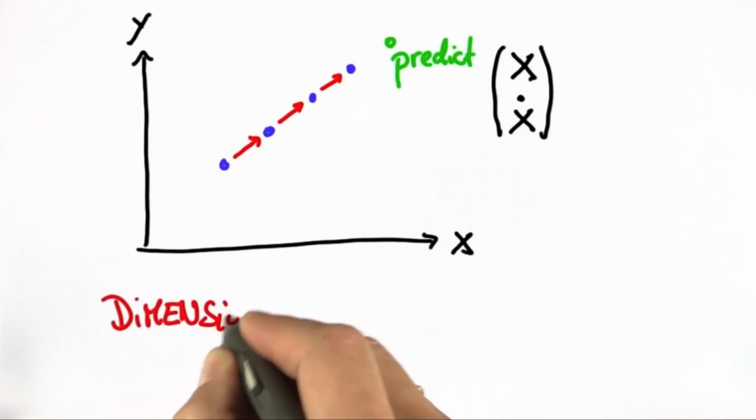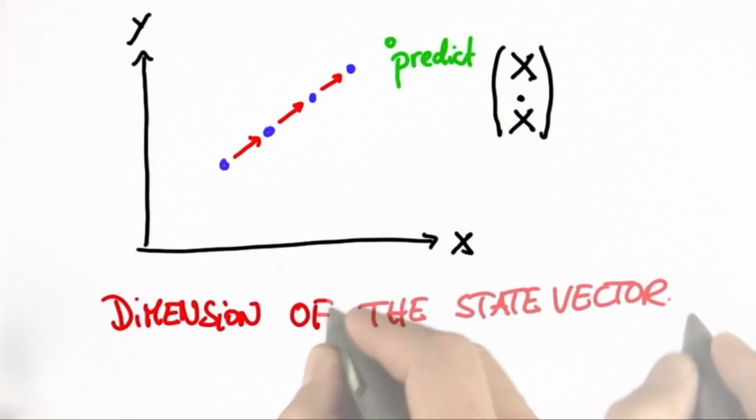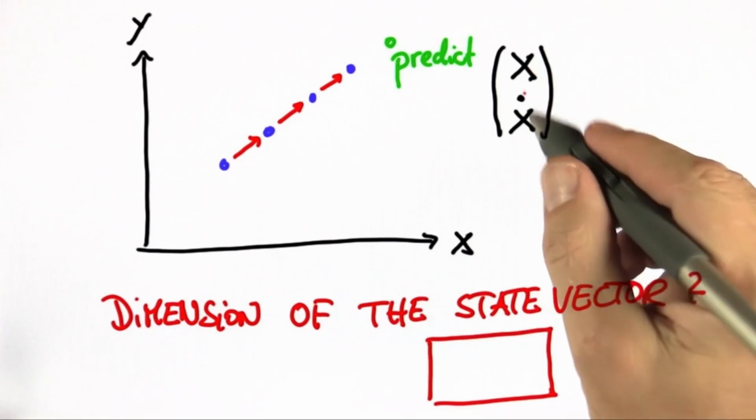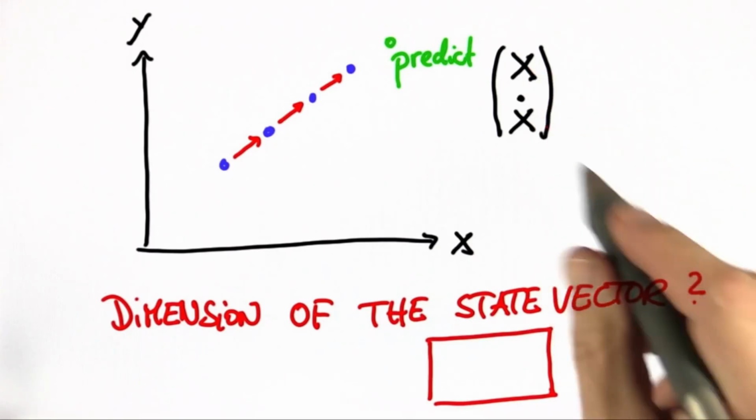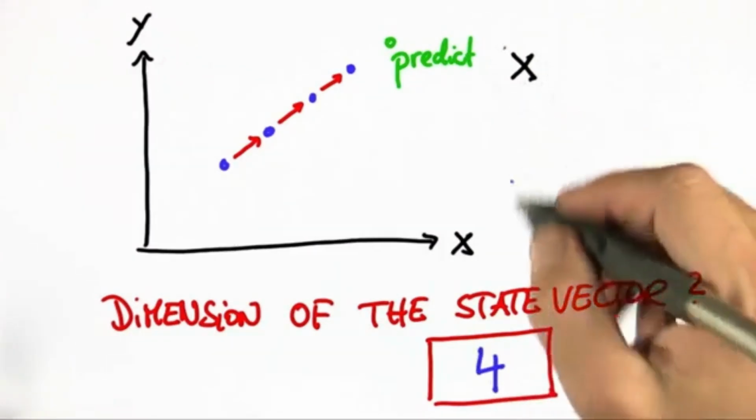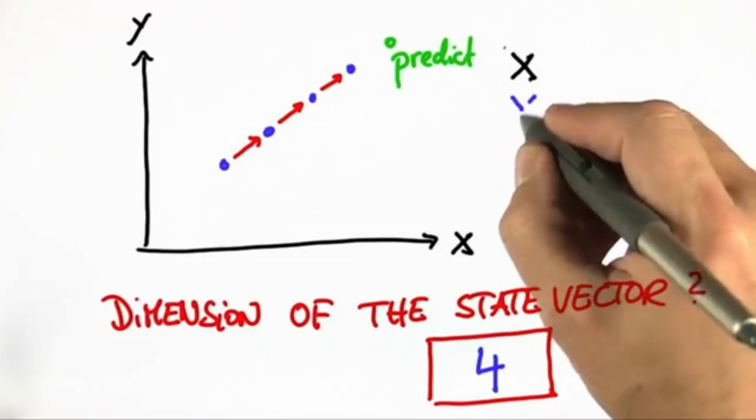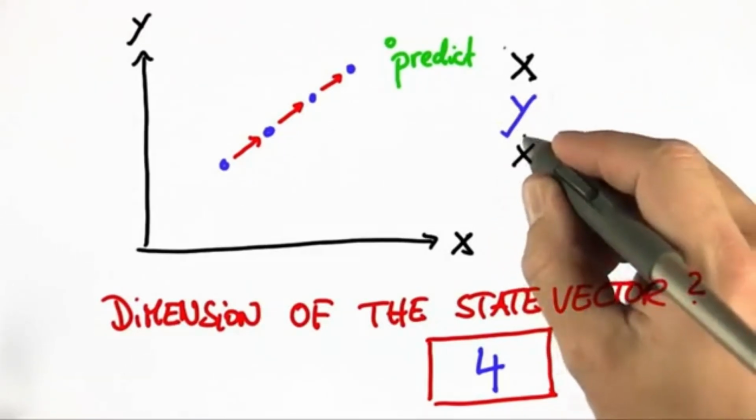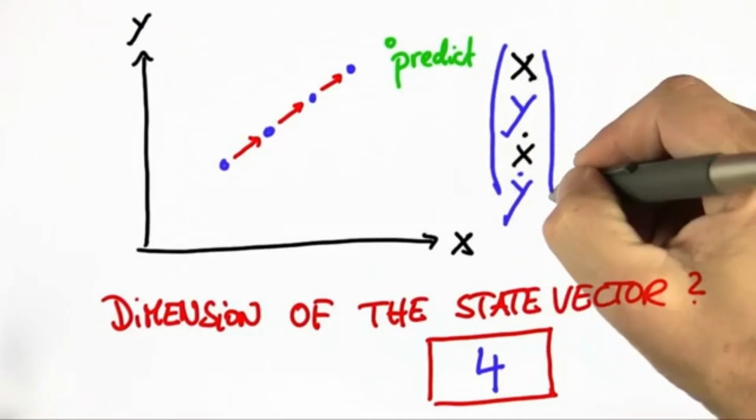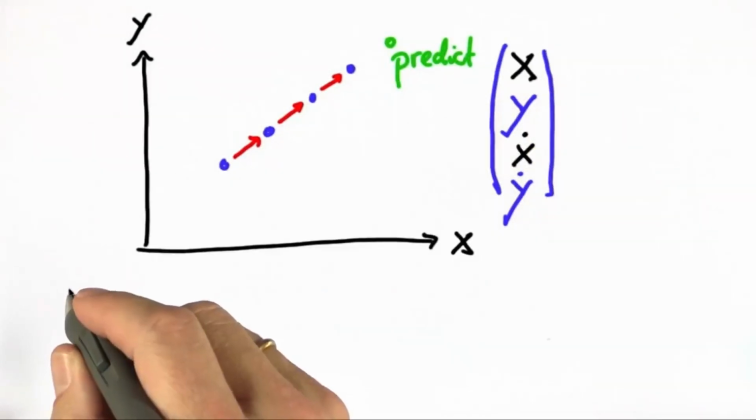So my first question is, what's the dimension of the state vector in the Kalman filter? In the class, it was this kind of state vector. Now we have a new one. How many dimensions or how many variables are there? And the answer is 4. So rather than x and x dot, we have x, y, x dot and y dot as our state vector. And there's 4 variables. Now comes the tricky question.